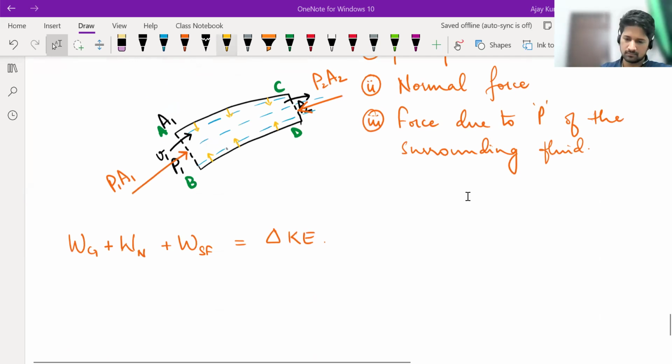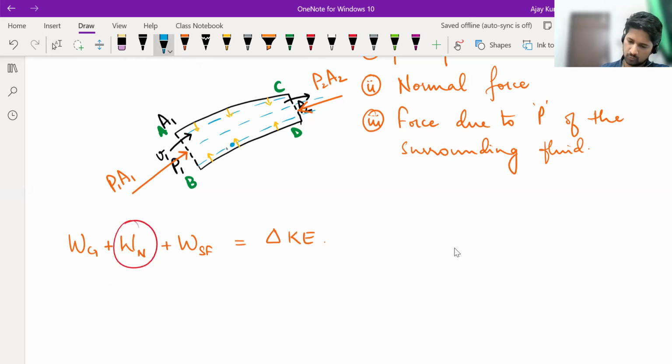So then, work done by the normal force. Can you justify why this is zero? So the normal force is perpendicular to the... Correct. The particles move parallel to the wall of the tube, the wall of the pipe. Okay. But the normal force acts perpendicular to the wall of the pipe. Since the force is perpendicular to displacement, work done by that force should definitely be zero.